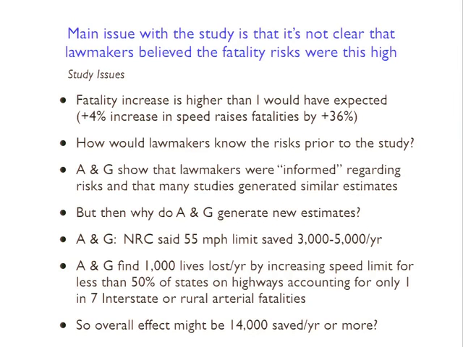So let's suppose the lawmakers assume that the 55-mile-an-hour limit saves 3,500 people per year. And let's suppose that Ashenfelter and Greenstone estimated in their study that it actually saves 14,000 per year. So then the question is, if Ashenfelter and Greenstone estimate a VSL of 1.2 million, what's the true VSL?